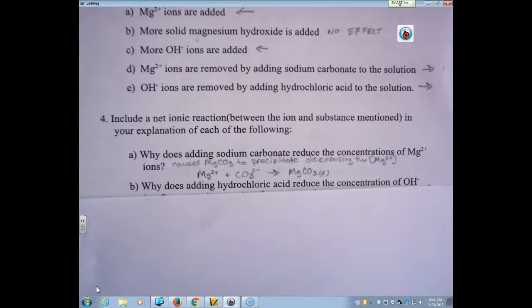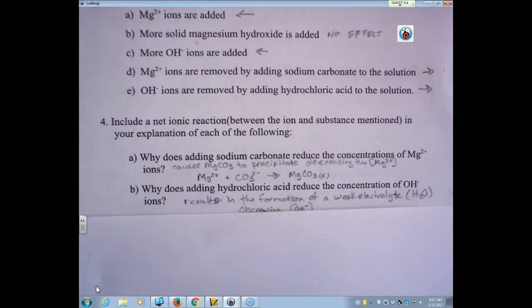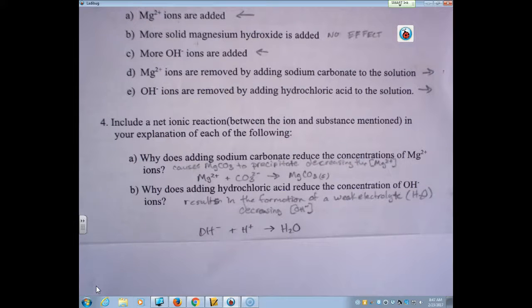Then why does adding hydrochloric acid reduce the concentration of hydroxide ions? It results in the formation of a weak electrolyte, decreasing the hydroxide ions. It neutralizes that hydroxide, and so your net ionic equation would be OH⁻ plus H⁺ from that hydrochloric acid is going to give you water.